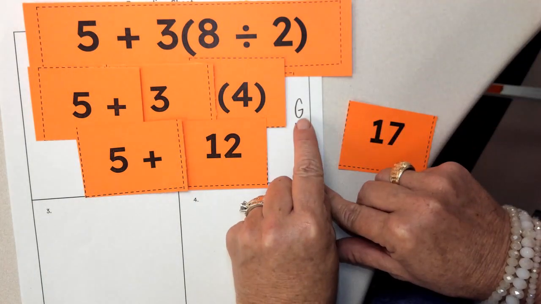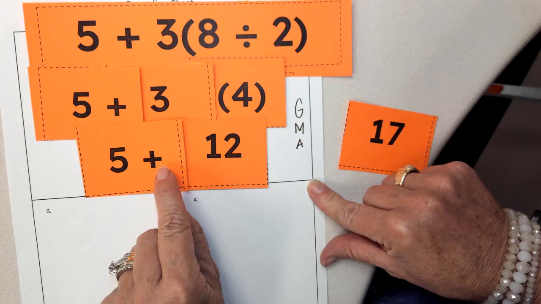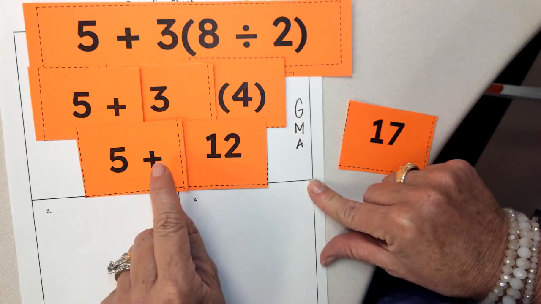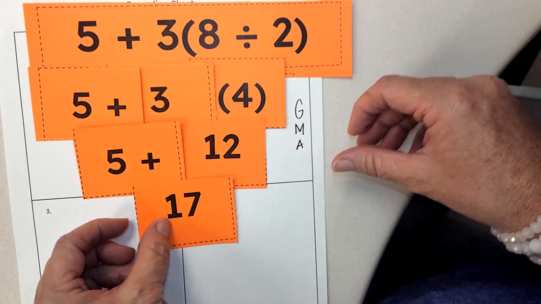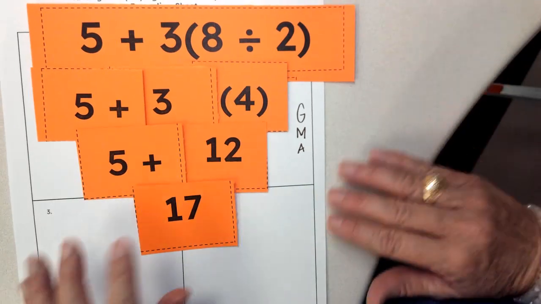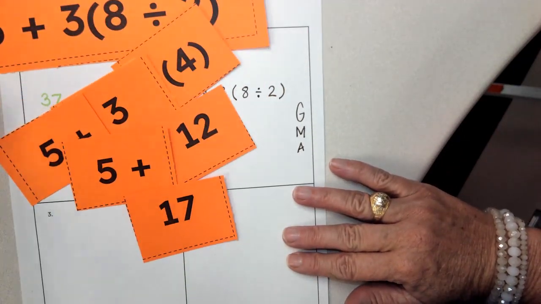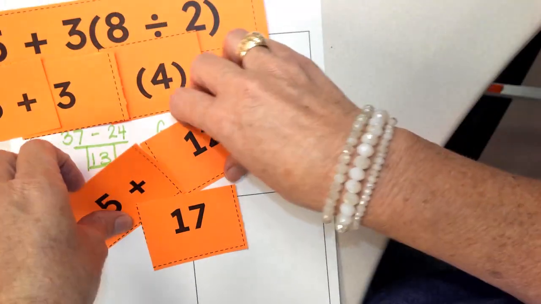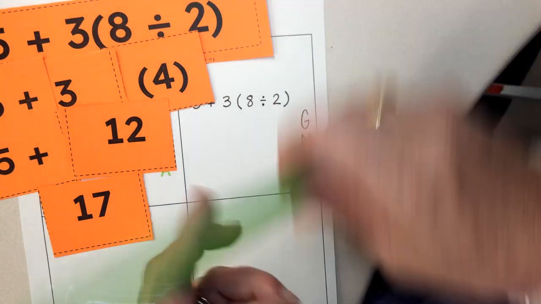So now that I've done groupings, I've done multiplicative, the only thing left is the additive actions, and that means that we're going to take our number 5 and add it to the number 12, and we get the answer 17. So now I'm going to move these pieces over so I can record them on my paper, just like we've moved them around, just like this. And I'm going to record those.